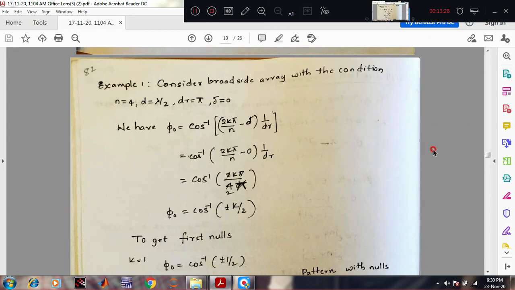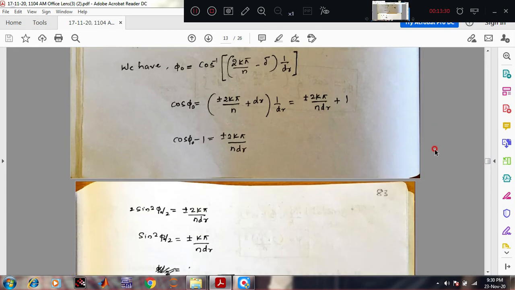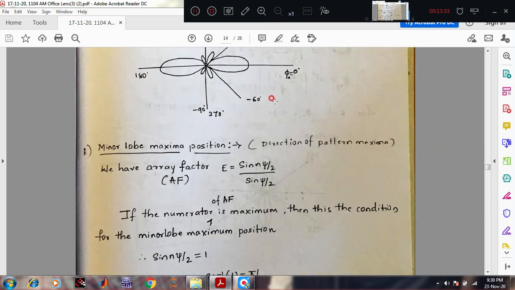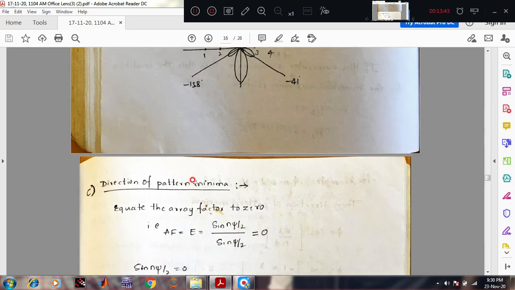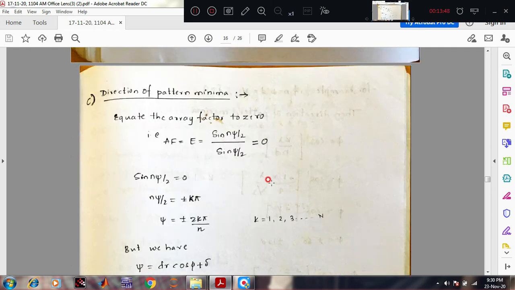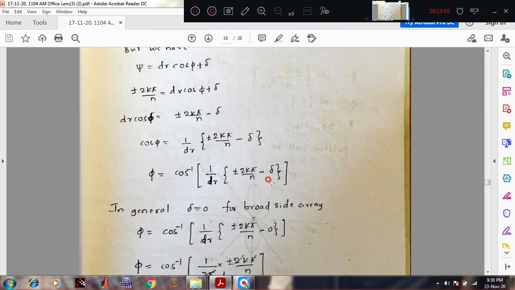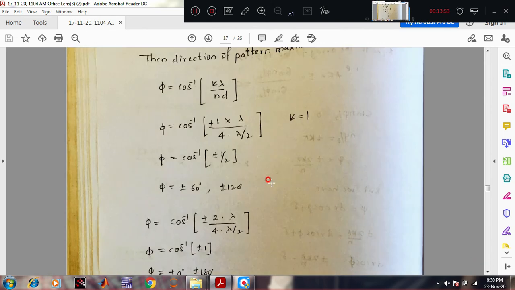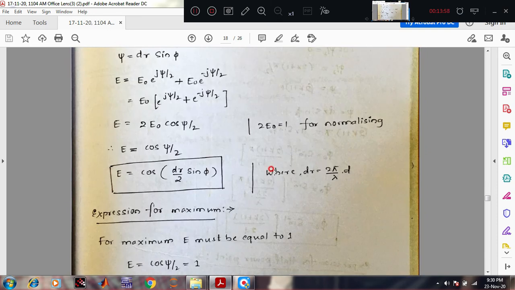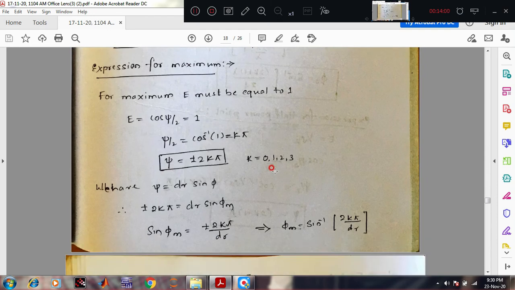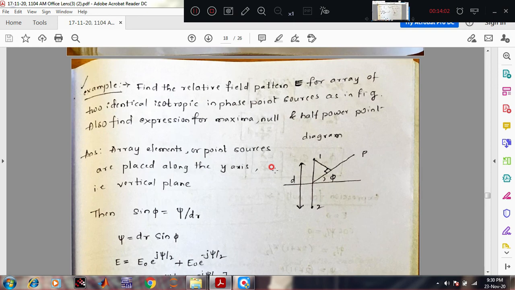that is, broadside array and end fire array radiation pattern, then minor lobe maxima position, also called direction of pattern maxima. Then one more, what is that? Direction of pattern minima, right? So where there is least radiation. Okay, so these will help you draw the radiation pattern of any given direction of any array elements.